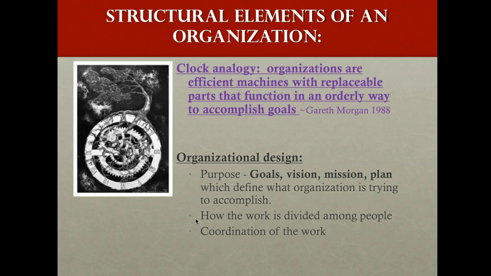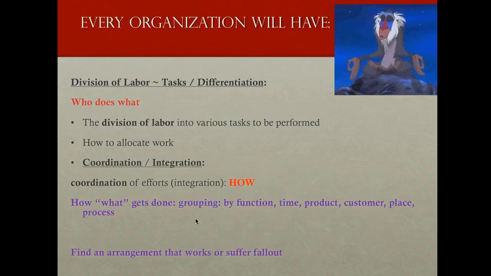And then also how the work is divided among people and the coordination of the work are two of the big key pieces that Bolman and Deal talk about. And we're going to talk about that a little more here. So every organization will have a division of labor. That is what tasks need to be accomplished. And also they call it differentiation. So who does what tasks need to be performed, how to allocate that work, and then the coordination or integration of those tasks.